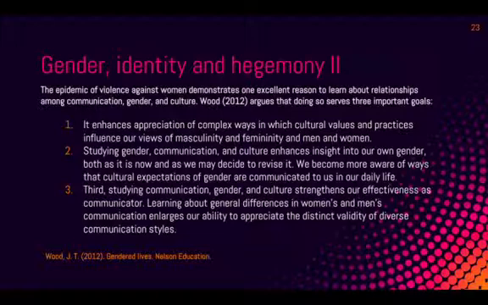We become more aware of the ways that cultural expectations of gender are communicated to us in our daily life. Third, studying communication, gender, and culture can strengthen our effectiveness as communicators. Learning about general differences in women's and men's communication enlarges our ability to appreciate the distinct validity of diverse communication styles. So, a few very great reasons to look further into this issue, above and beyond the pressing issue to look at intergender communication in light of the ongoing epidemic of violence against women.